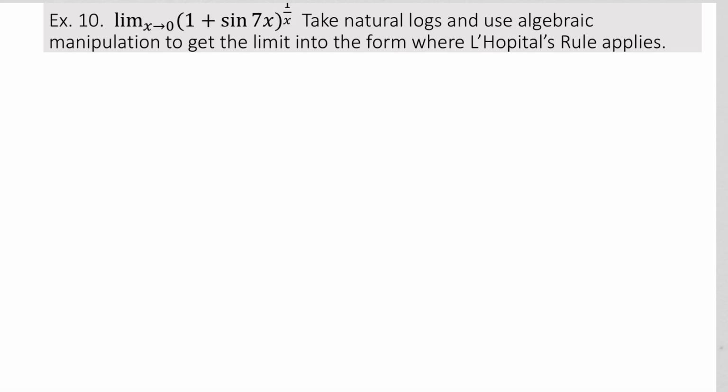So this one says evaluate the limit as x approaches 0 of 1 plus sine 7x to the 1 over x. All right, so we've got this in the power position again. We're going to use the natural log approach. So we want to get it into one of our forms, either 0 over 0 or infinity over infinity, so that we can apply L'Hopital's rule. All right, so we know we're going to have to start by saying y is equal to the limit as x approaches 0 of 1 plus sine 7x to the 1 over x.